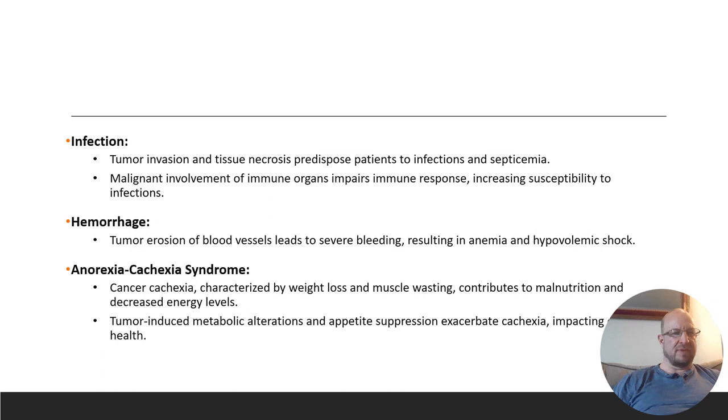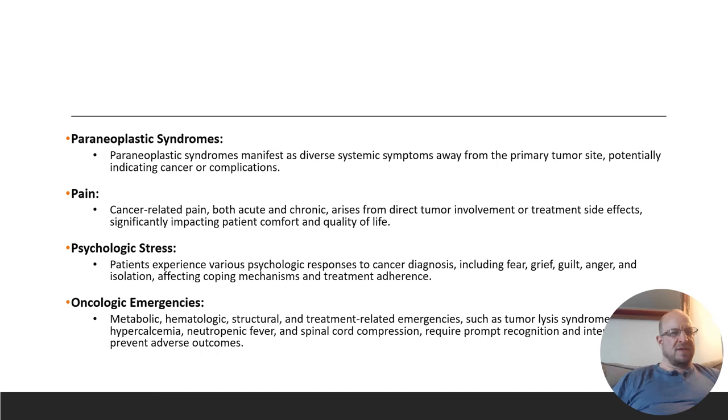All right, so next one. Paraneoplastic syndrome. So basically, it manifests diverse systemic symptoms away from the primary tumor site, potentially indicating cancer or complications. Pain, there's usually pain involved, either acute or chronic. And it depends on where the tumor is located and what organs might be involved, or treatment side effects. This can greatly impact comfort and quality of life.